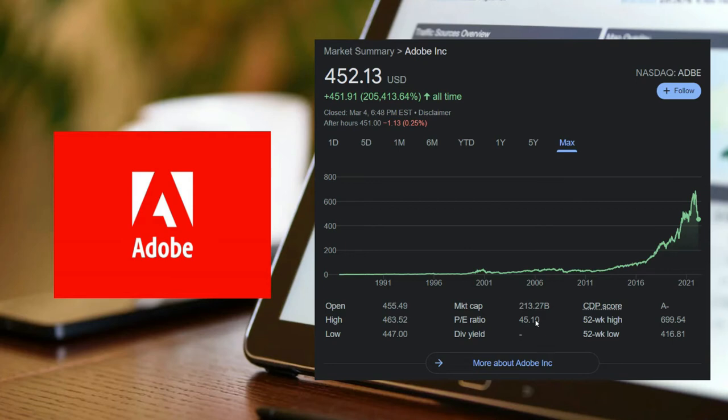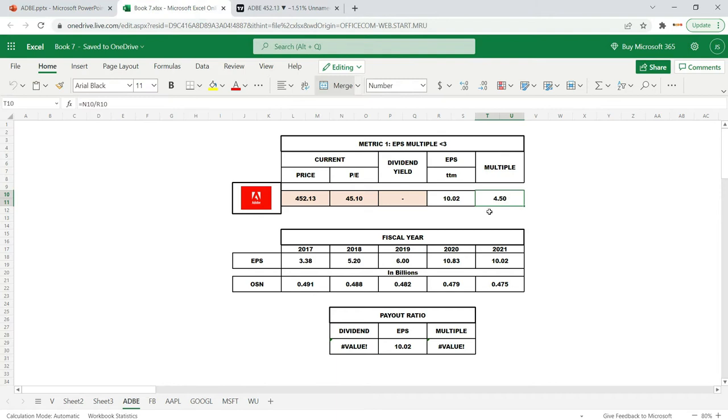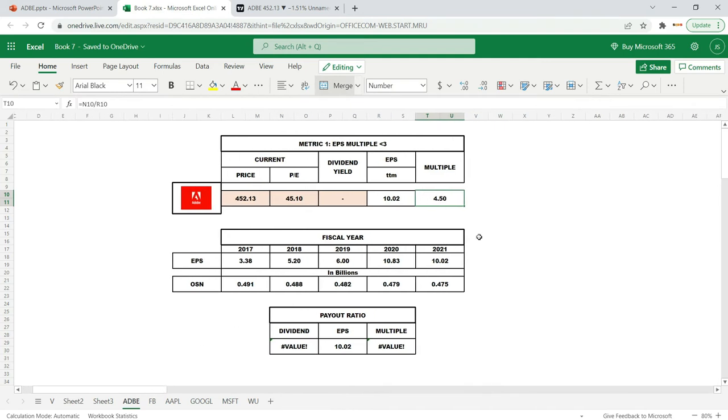First metric, we want a PE lower than 3. It's 4.5. We get this by dividing the current PE by the EPS. This metric tells us how much we're paying for the stock based on their current earnings. It also shows the proportion of their net income to shares. I've included here the EPS history and outstanding number of shares. We want EPS increasing and OSN here is decreasing.